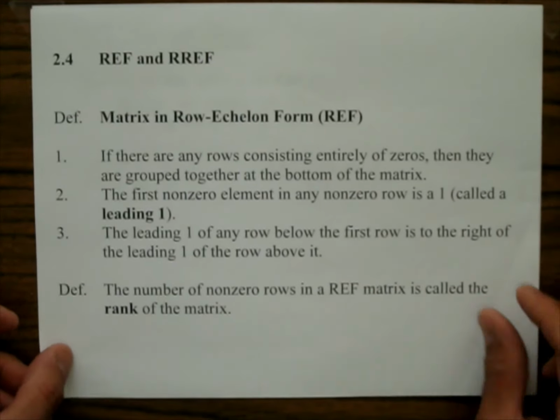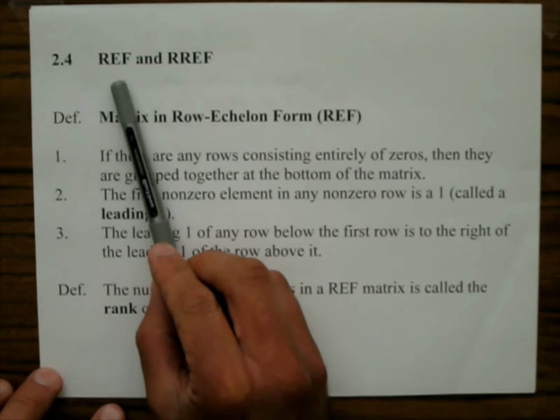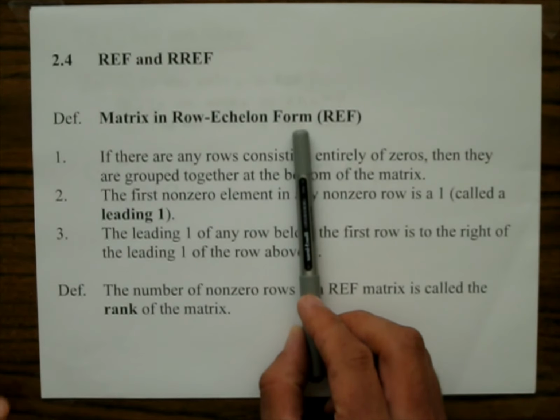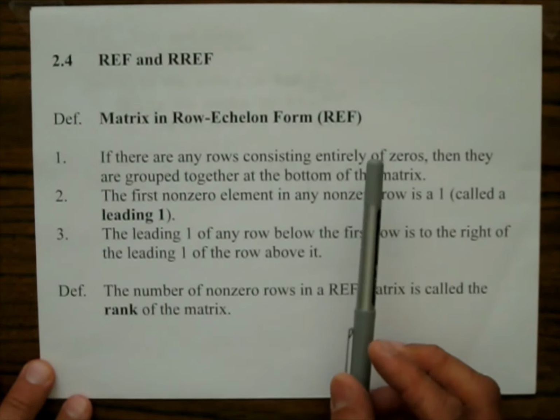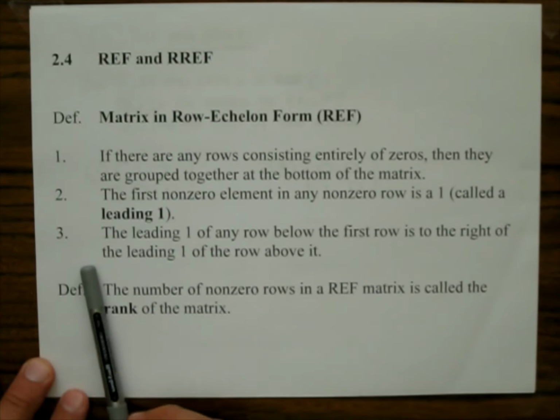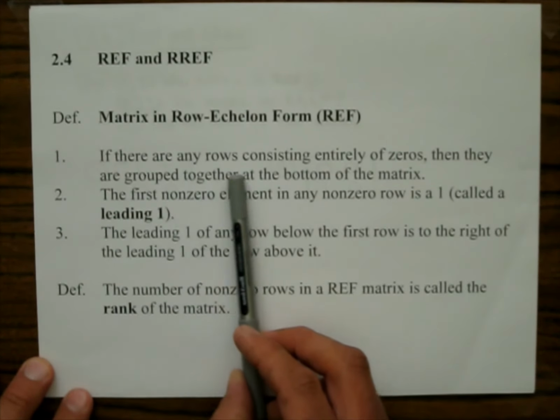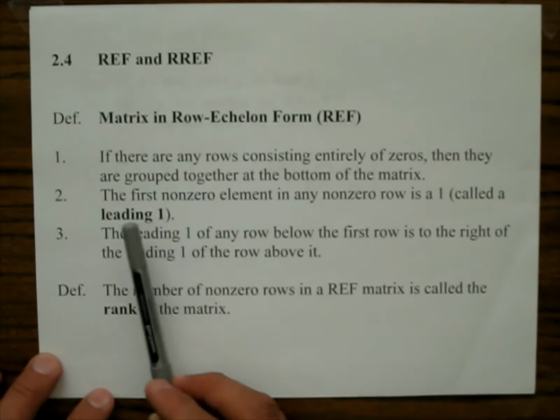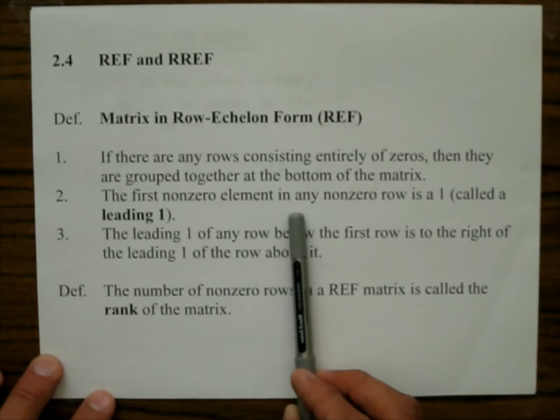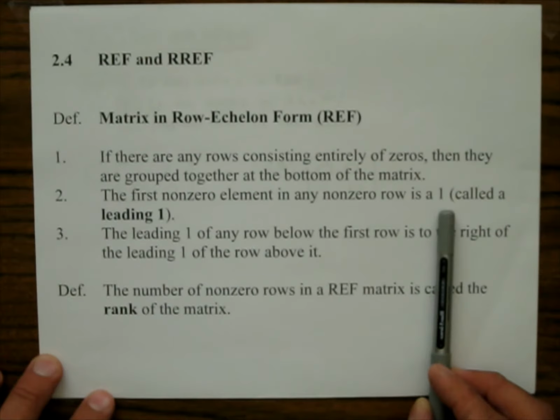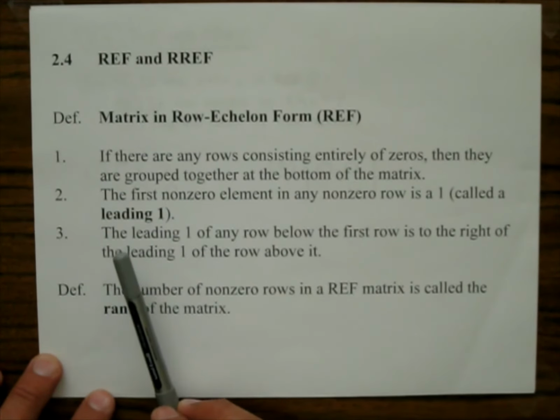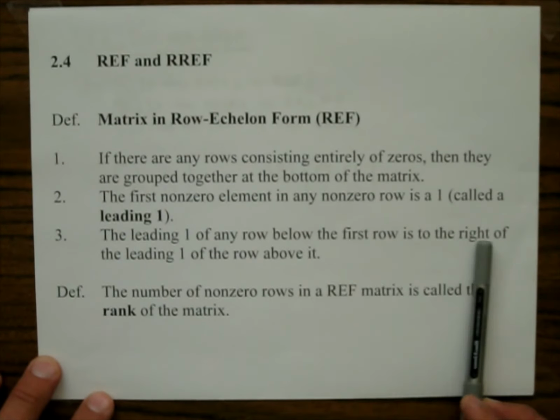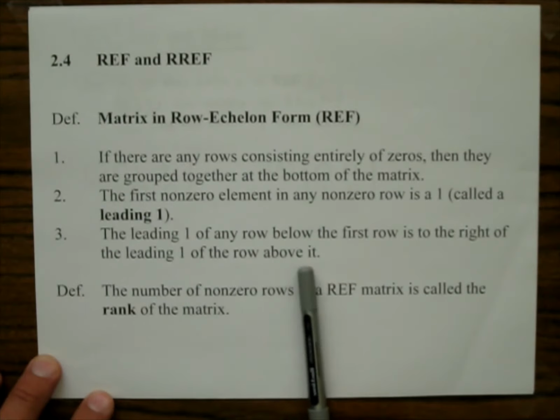See what we have here. So REF stands for row-echelon form, and a matrix is in row-echelon form if it has these three conditions. If there are any rows consisting entirely of zeros, they are grouped together at the bottom. The first non-zero element of any non-zero row is 1. Call the leading one. And condition number 3, the leading one of any row below the first row is to the right of the leading one of the row above it.